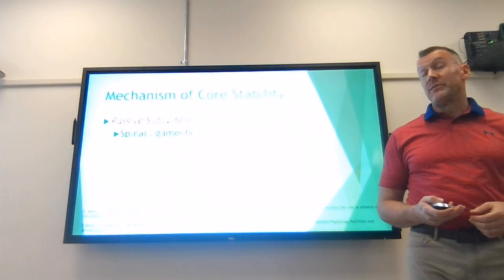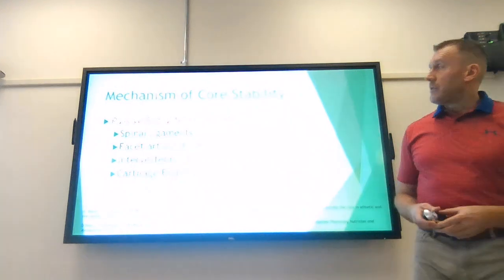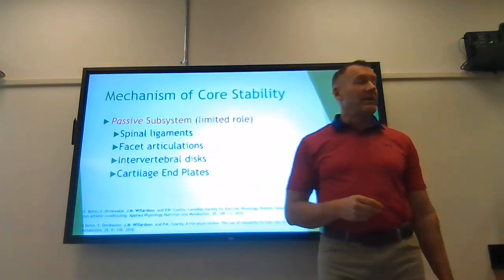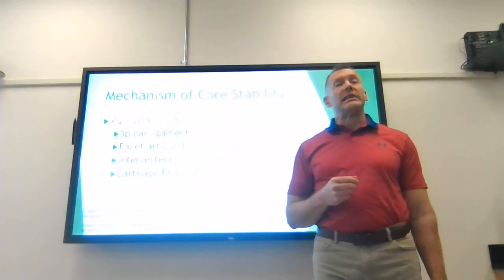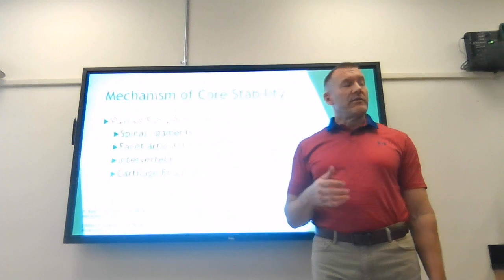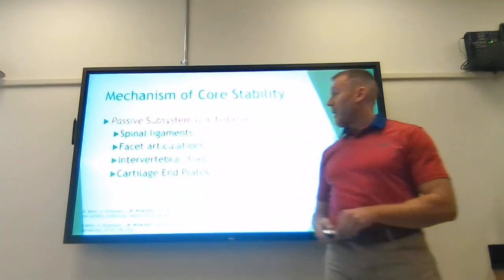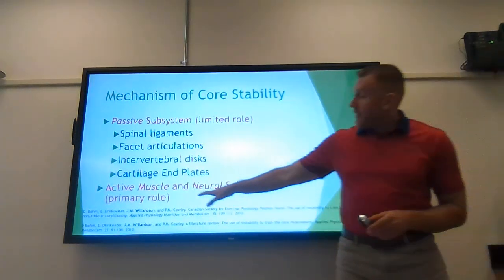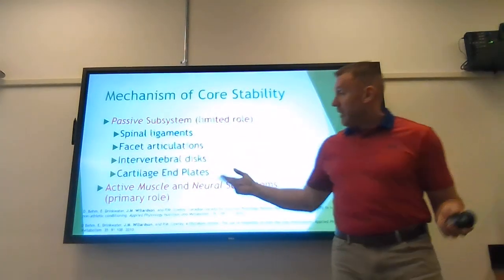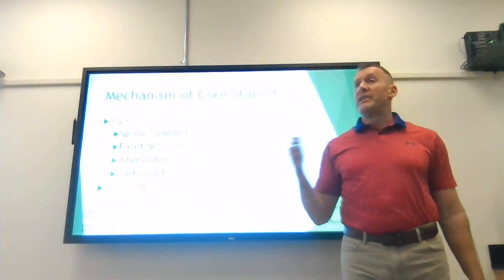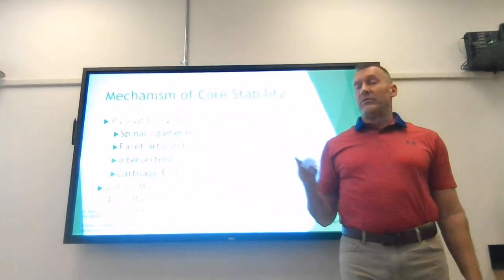So the passive subsystem includes tissues that don't contract. These tissues basically hold the spine together: the ligaments, facet articulations, intervertebral discs, cartilage end plates. All of these tissues don't actively contract but provide some stability. The active muscle and neural subsystems have the primary role. Muscles are activated by the nervous system. More is not always better. We want the optimal blending of activation and relaxation.